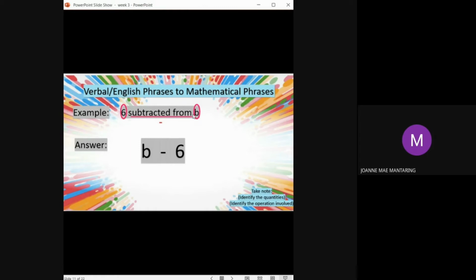Pero bakit nauna ang B? Okay, kung titingnan nyo, subtracted from. Yung 6 daw, sinubtract saan? Saan? Sa B. Ibig sabihin from may nauna. Okay? So, lagi niyong tatandaan itong keyword na from, subtracted from. After po ng from, kung anong quantities, yun po yung maunang isulat. Ano? So, 6 subtracted from B, we have B minus 6.